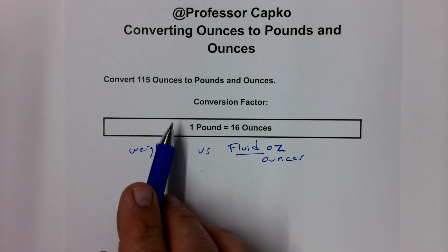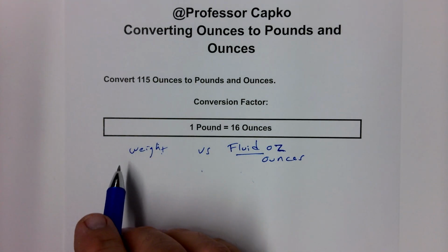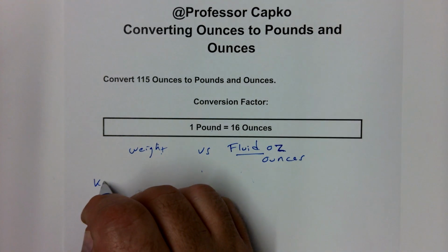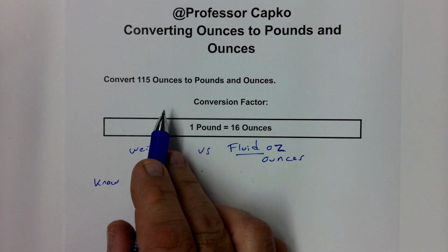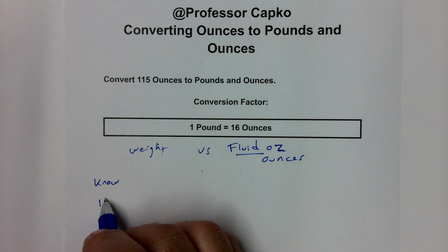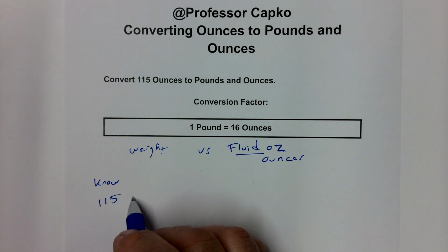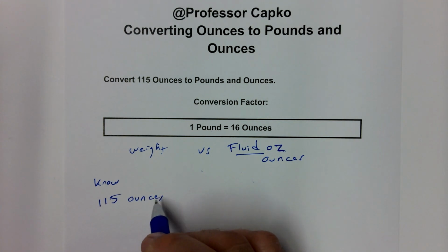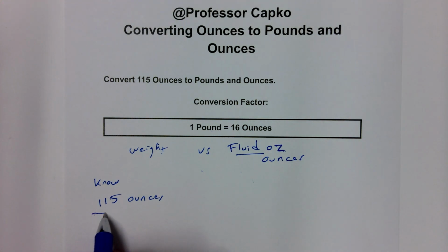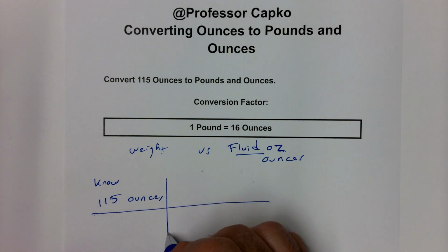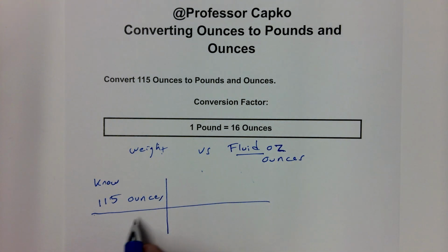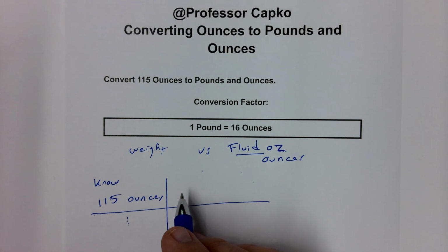So I'm converting ounces to pounds and ounces. So let's always start out with what I know. What I know is that we have 115 ounces. So I'm going to start constructing my picket fence and put the first picket here. I don't need to put anything down here. You can think of an imaginary one down there, but I just don't even bother to put anything.